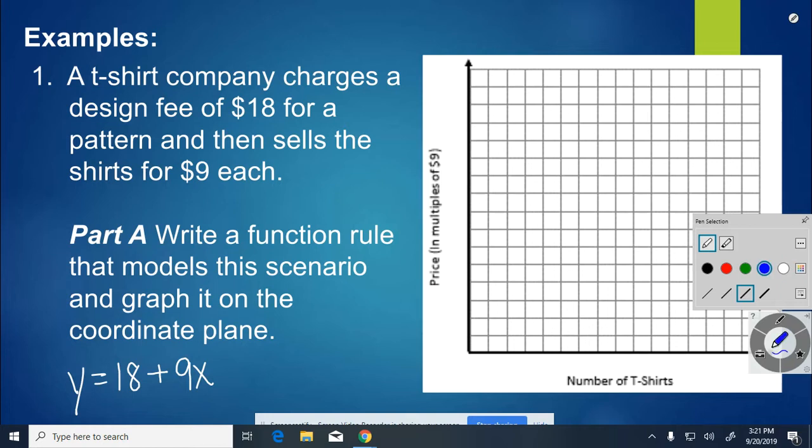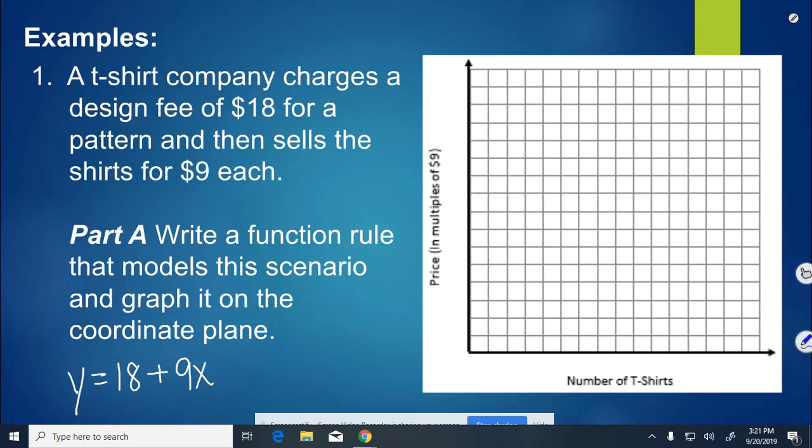All right, now we need to fit this on our coordinate plane. I've set up some of it already for you, but you have to do some more with it. It says price in multiples of 9. So that means I want every box to be 9. Now, I don't really want to do every box, so I'm going to skip and label every other by 18. So this is 18. This is 36.